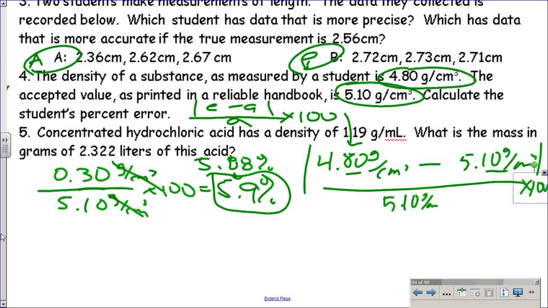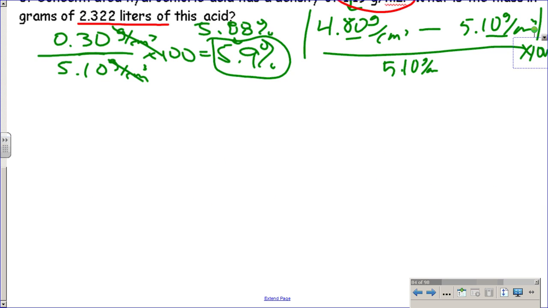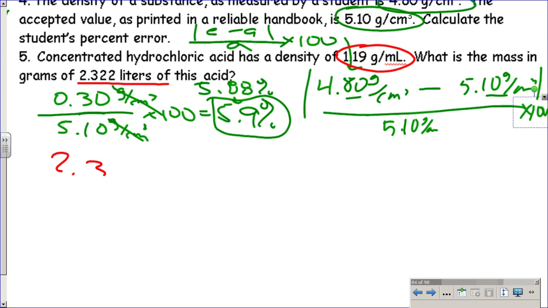Okay, last one, dimensional analysis, here we go. What is your given data point in this problem? Thank you, 2.322 liters of this acid. And then you've got a conversion factor. Anytime you have a fractional unit, that is a conversion factor. Do not start with your conversion factor. Conversion factors help you convert from something to something else. So you have to start with something first. That something is the 2.322. So it says 2.322 liters, and then you want to use that.